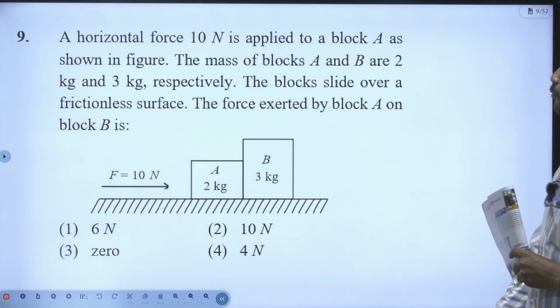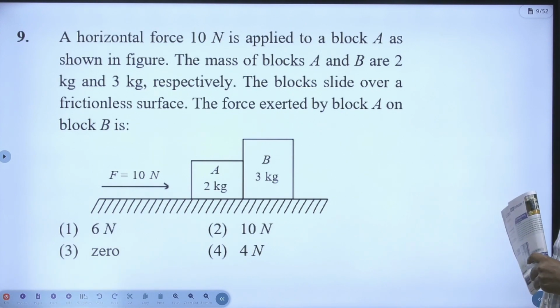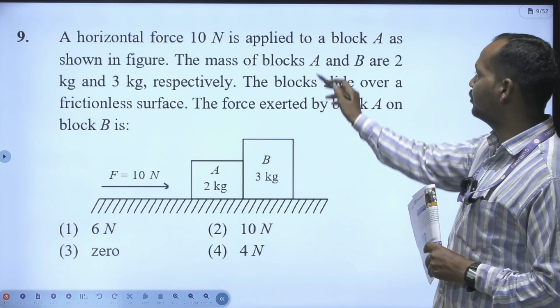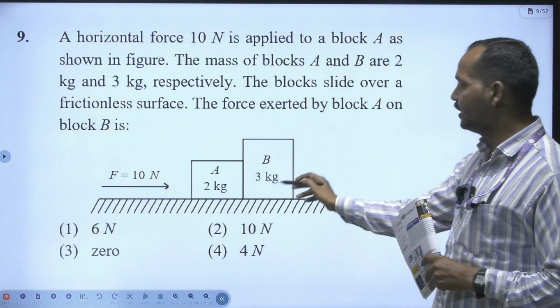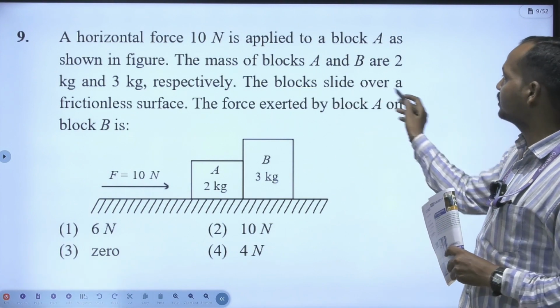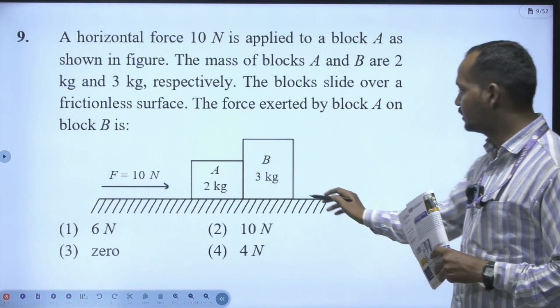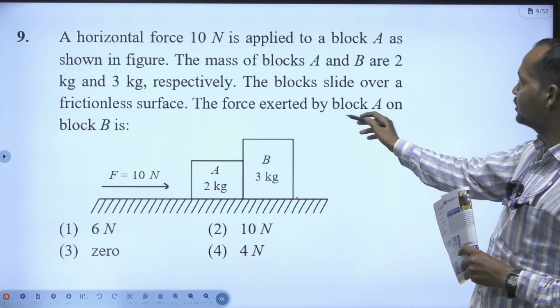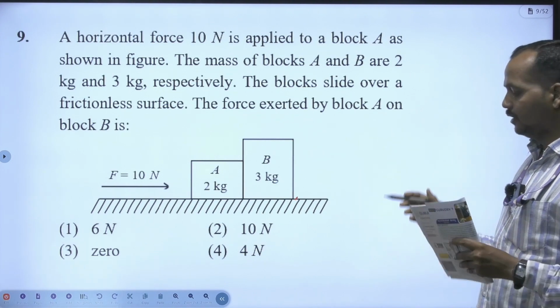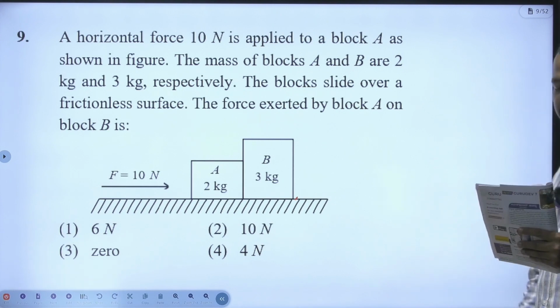A horizontal force of 10 Newton is applied to a block A. For block A, 10 Newton force is applied. The masses of blocks A and B are 2 kg and 3 kg. Mass of A is 2 kg, mass of B is 3 kg respectively. The blocks slide over a frictionless surface. Find the force exerted by block A on block B. Understood? So here, first we will calculate the net acceleration of the body.